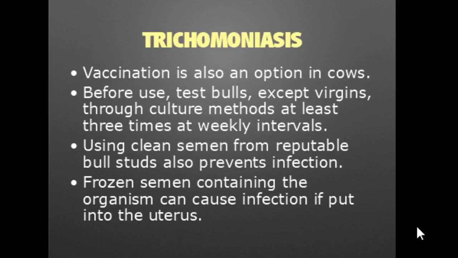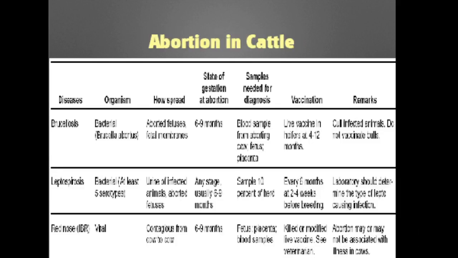Okay, so here's a table of everything we've discussed. For brucellosis, it is caused by a bacteria and it's spread through aborted fetuses as well as fetal membranes. The stage of gestation at abortion would be around 6 to 9 months. The samples we collect for diagnosis would include a blood sample from an aborted cow. We should also collect the fetus as well as the placenta. And for vaccination, we use a live vaccine in heifers at 4 to 12 months. The recommendation would be to cull infected animals and not to vaccinate bulls.